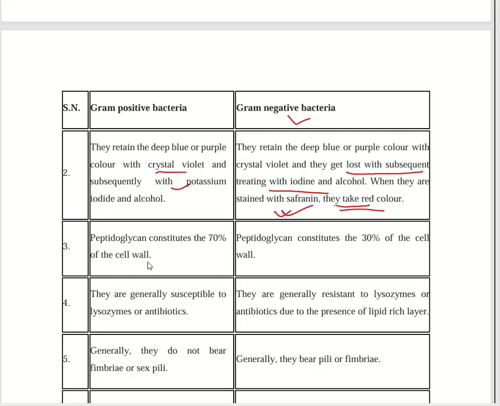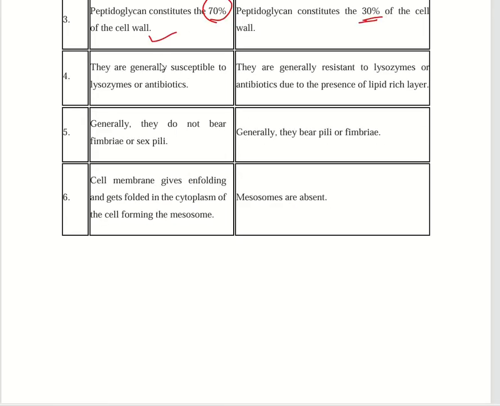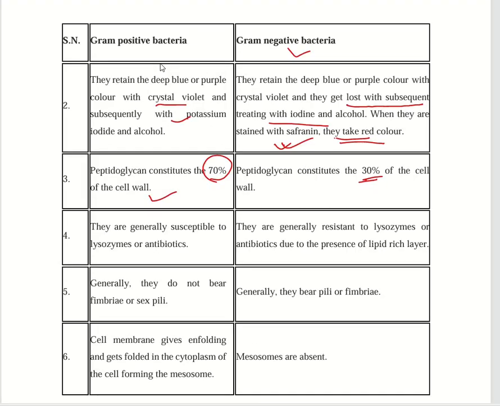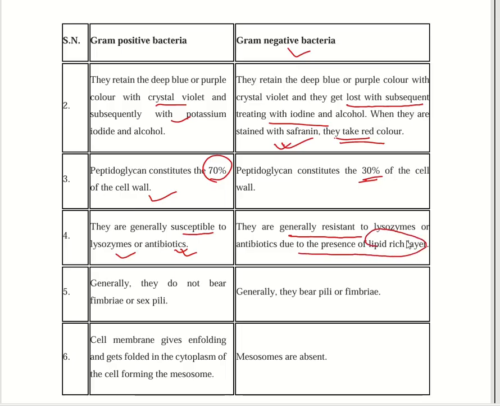In terms of the cell wall, which is made up of peptidoglycan, the constituent amount is different: 70% peptidoglycan is present in the cell wall of positive bacteria, while it is quite low, 30%, in negative bacteria. Likewise, positive bacteria are generally susceptible to lysozymes or antibiotics, and negative bacteria are generally resistant to lysozymes or antibiotics. This is due to the presence of the lipid-rich layer, as the peptidoglycan content is low.